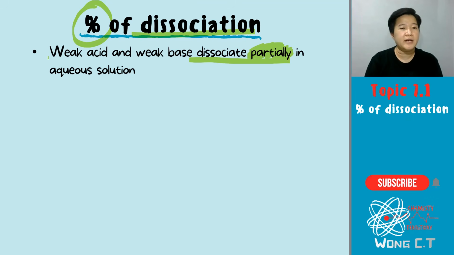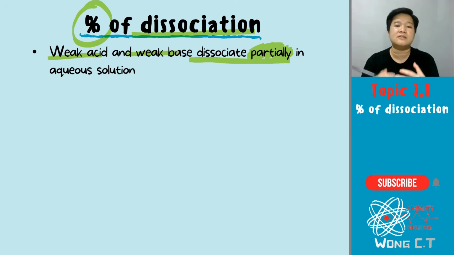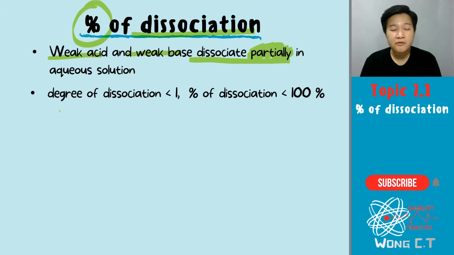So knowing that your weak acid and weak base would only dissociate partially, the question can ask you to look for the percentage of dissociation. How much has the weak acid changed into H plus, or how much the weak base has changed into OH minus. Okay? And bear that in mind when you're doing the calculation, the degree of dissociation must be less than 1 and the percentage of dissociation must be less than 100%.